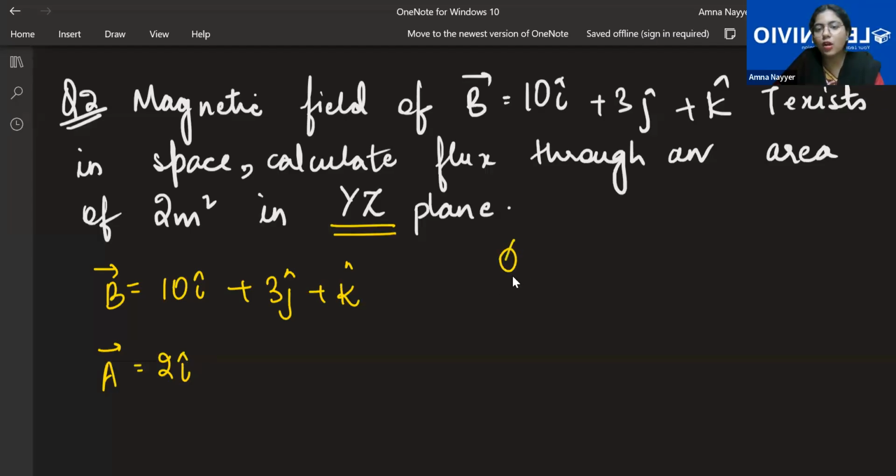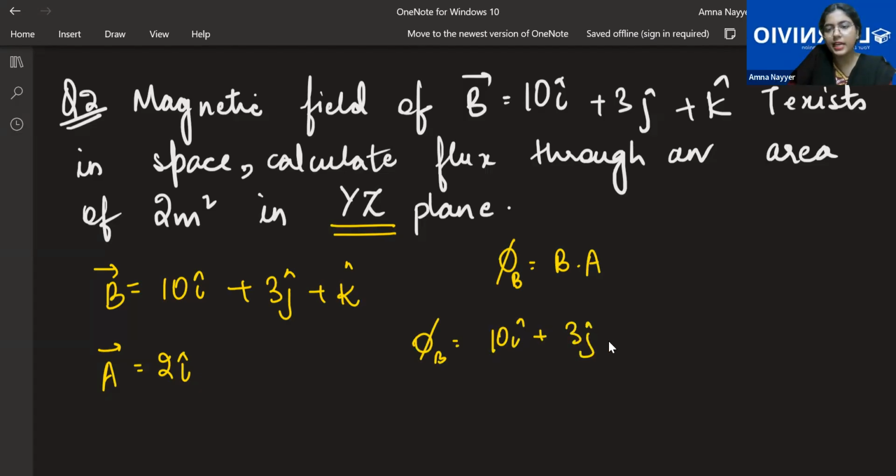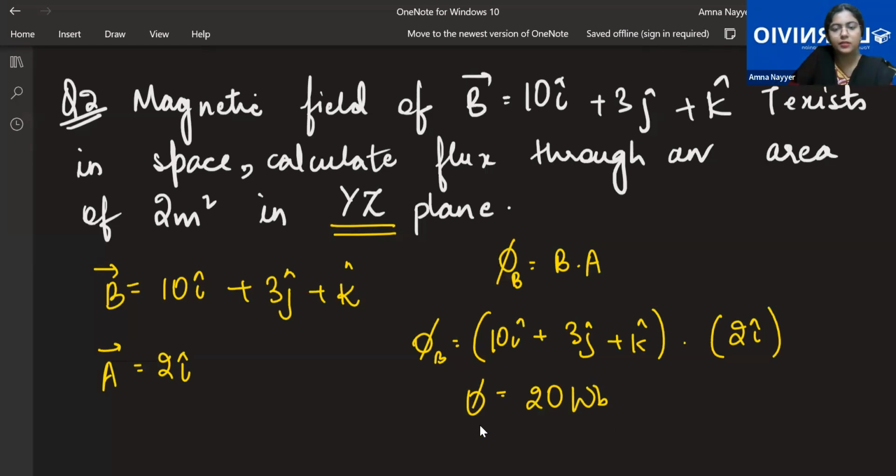So now you can solve. The magnetic flux will be B dot A. So it will be 10 I cap plus 3 J cap plus K cap dot 2 I cap. So this is equal to 20. 10 into 2 is 20. 3 into 0 is 0. 1 into 0 is 0. So 20 Weber.